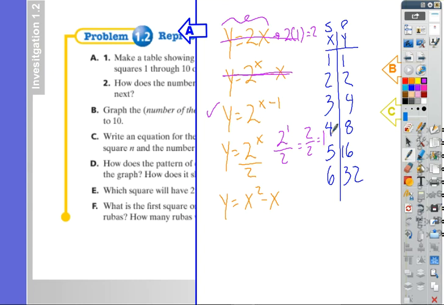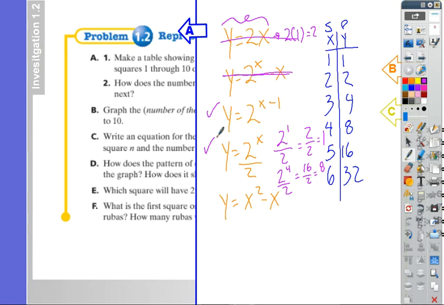Let's try 4 again. 2 to the fourth divided by 2. 2 to the fourth is equal to? 16. 16 divided by 2 is? Did it work? This one works also.